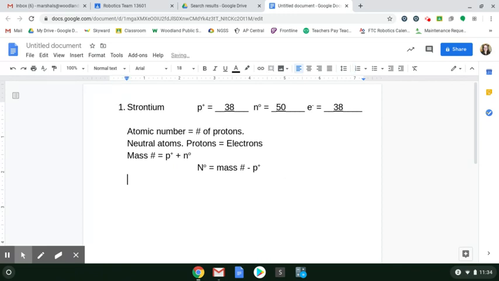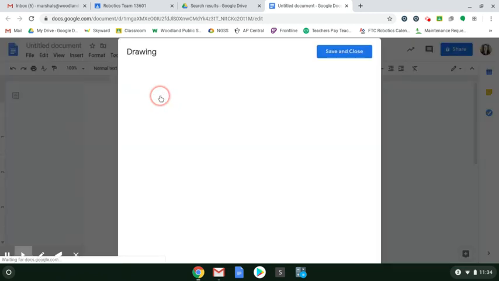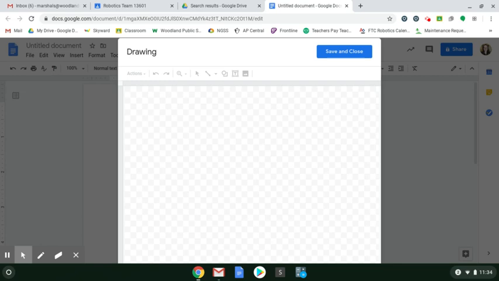Now, how on earth do I draw the Lewis dot structure? Well, strontium is in column 2, and we know that elements in column 2 have 2 valence electrons because that's the beautiful pattern that comes out of the periodic table. So when I'm ready to draw my Lewis dot structure, I'm going to go up here. I'm going to go to Insert. I'm going to go to Drawing. I'm going to click New. And it takes me here.